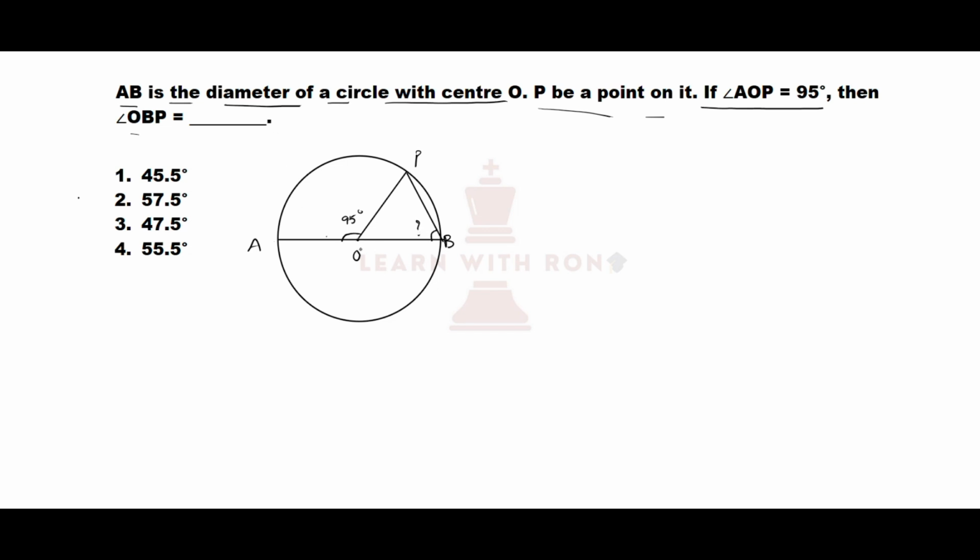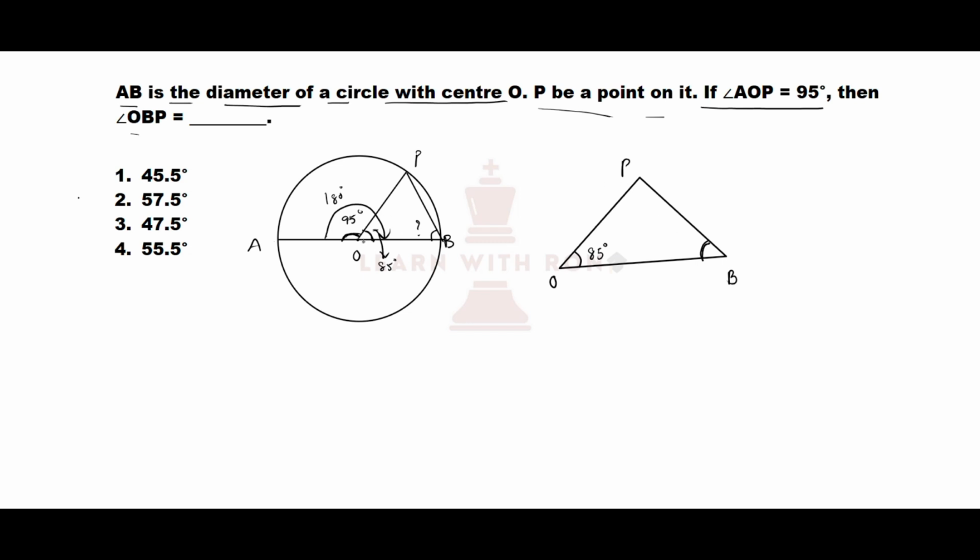So see here, if this angle is 95 degrees, what is this angle, how much? We know the complete angle is 180 degrees, right? So if this is 95 degrees, this part is 85 degrees only, right? Now see, if I take the triangle separately, this is O, this is P and this is B. Here we got the angle 85 degrees and they asked us to find this angle.